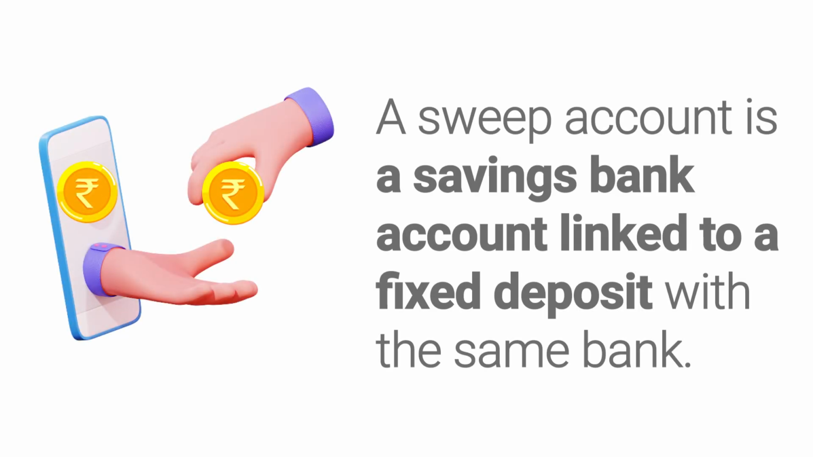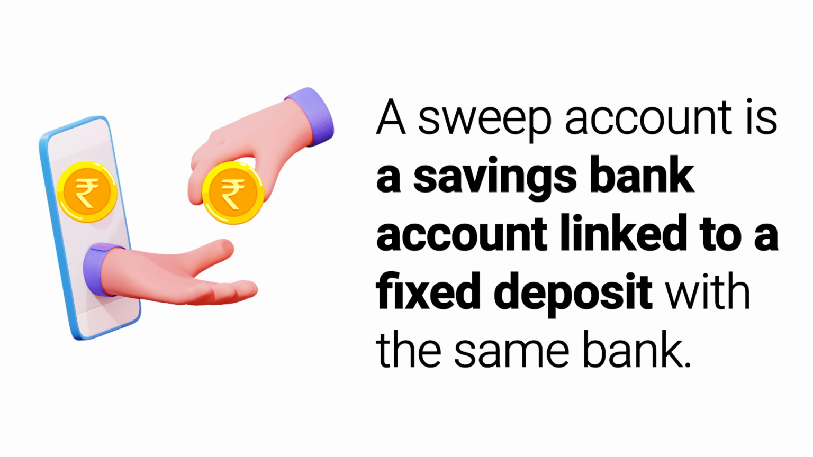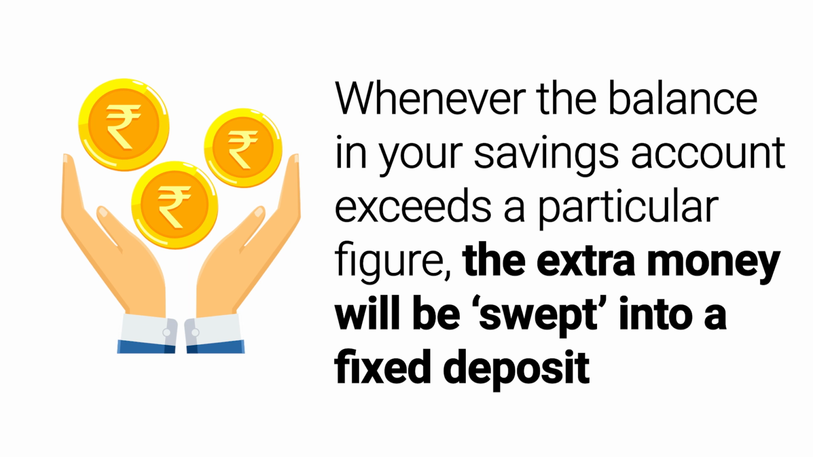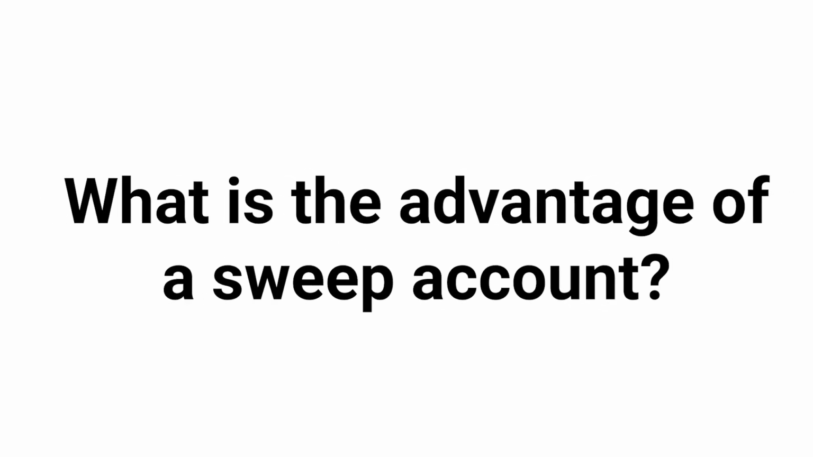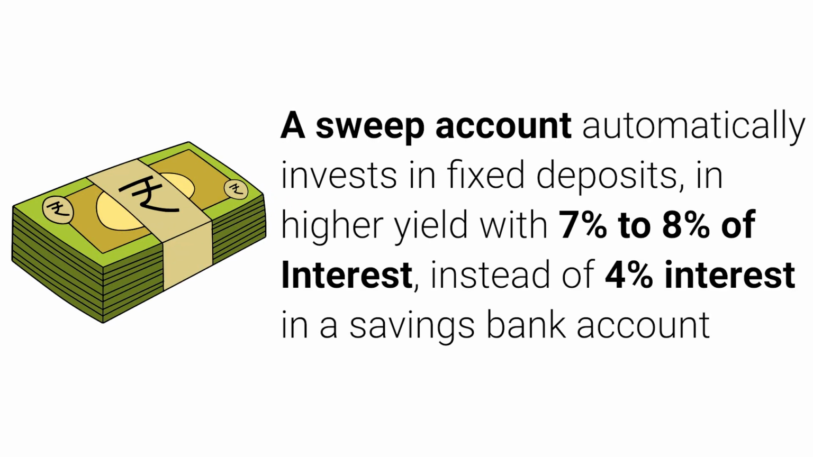What's a sweep account? It is a savings bank account that is linked to a fixed deposit with the same bank. When you open a sweep account, you can set an instruction with the bank that whenever your bank balance crosses a particular figure, the amount is swept into a fixed deposit with the same bank. So what is the advantage of a sweep account? It is that you don't idle money in your savings bank account at the rates of 4 or 5% that most banks offer. The money that is a surplus in your account beyond your stated amount will be swept into an FD with 7 or 8%. So even without your taking any action, you will be earning a higher interest with a sweep account.